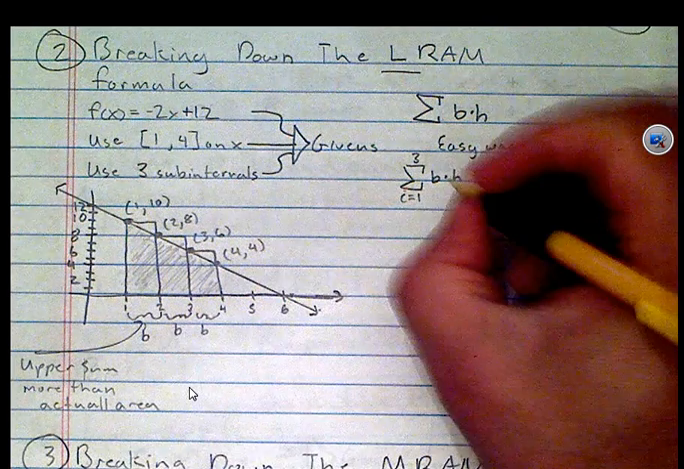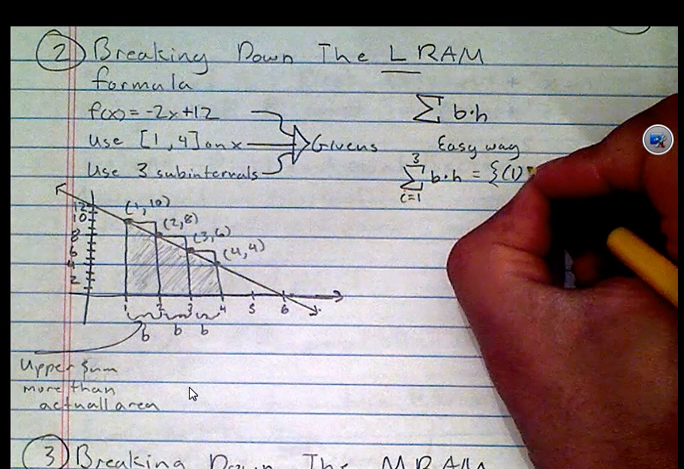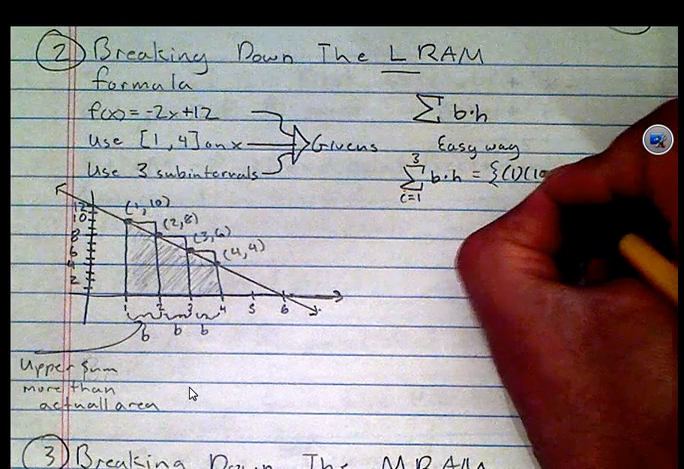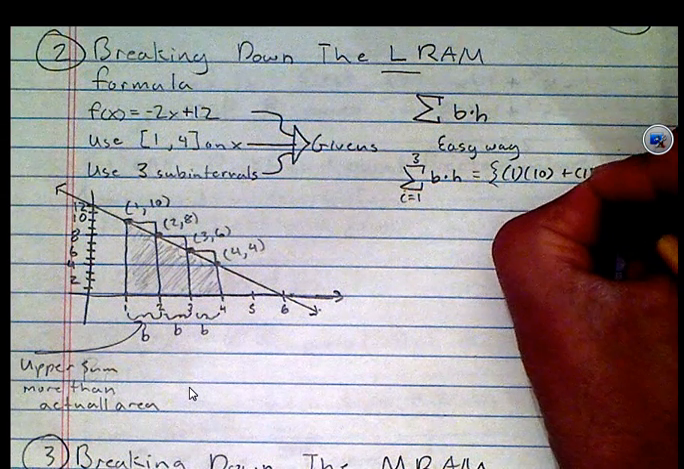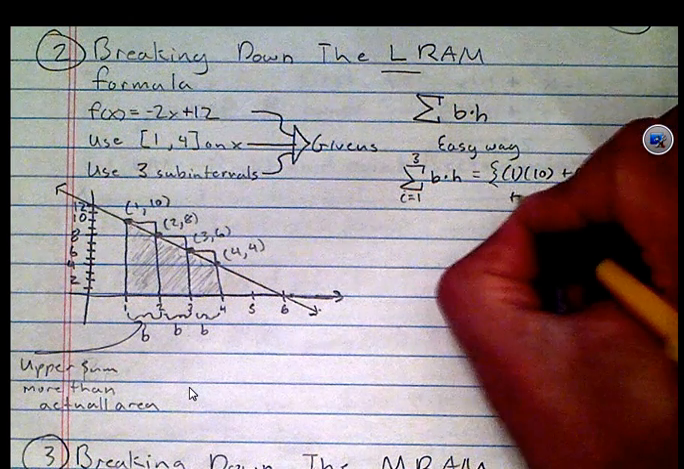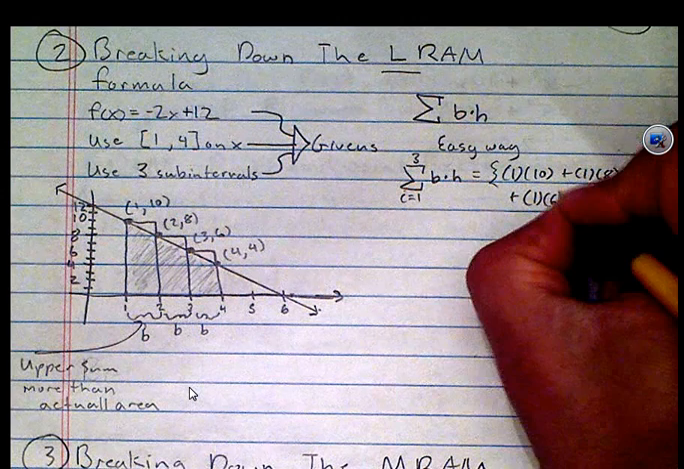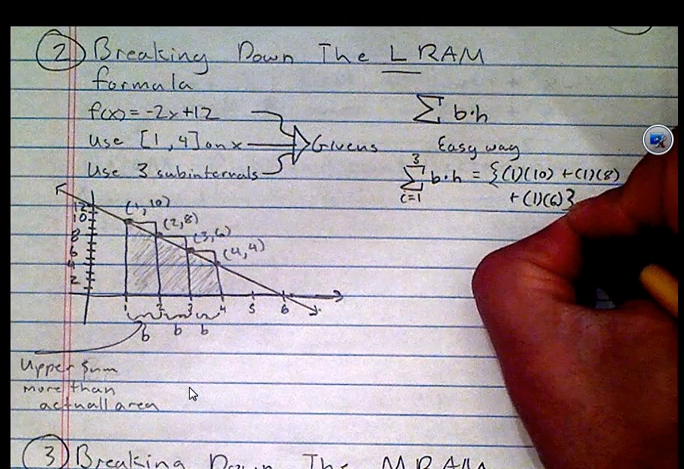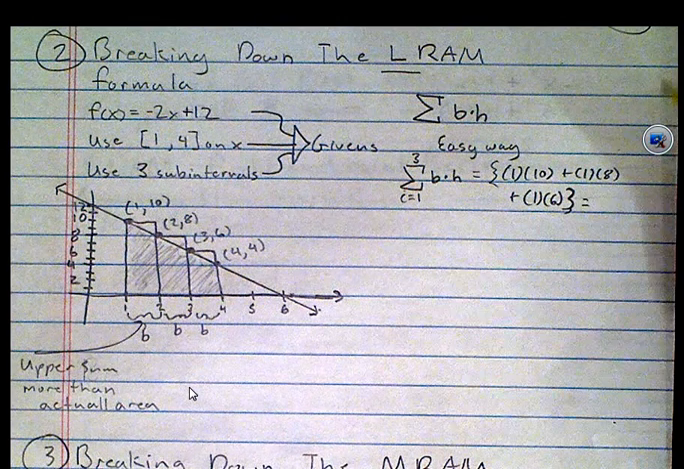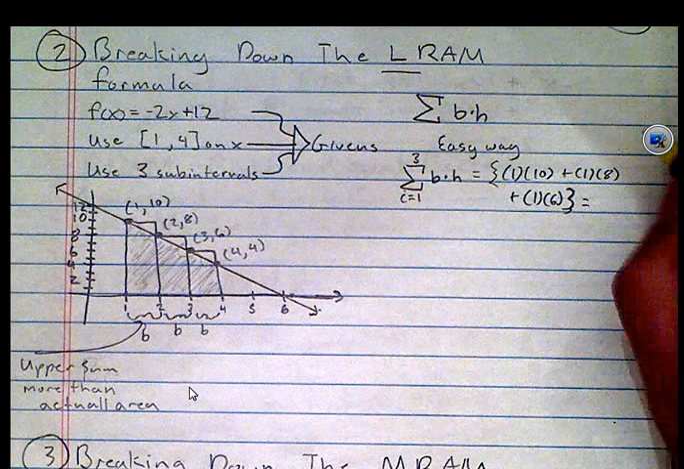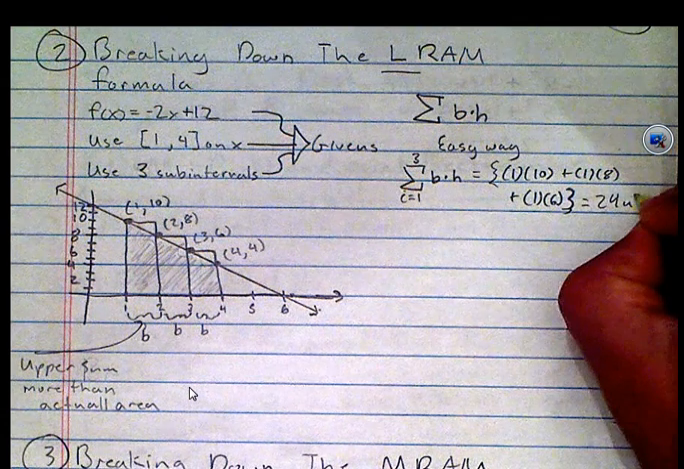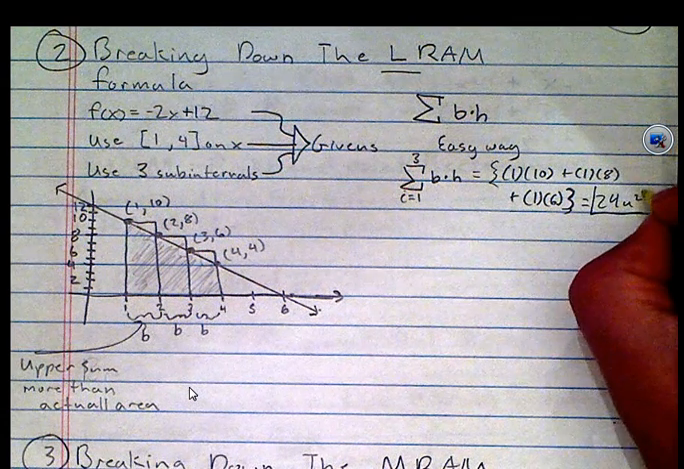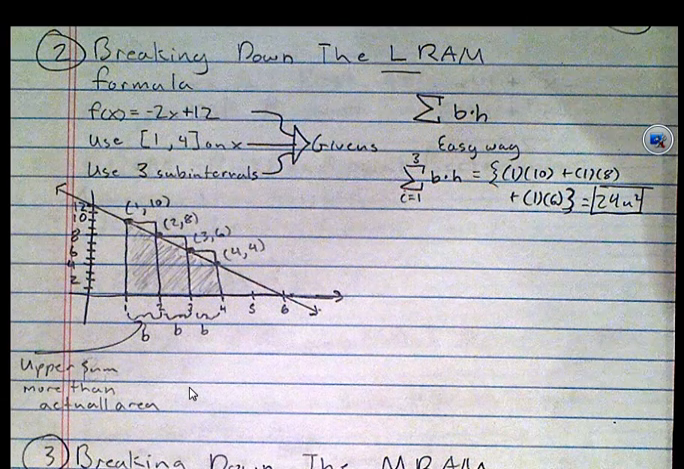All the bases are 1, so it's 1 times 10 plus 1 times 8 plus 1 times 6. Oh, bad bracket. And that's going to equal 10 plus 8 plus 6, which is 24 units squared, don't forget. Alright? So that was the easy way. Now let's do it the hard way.